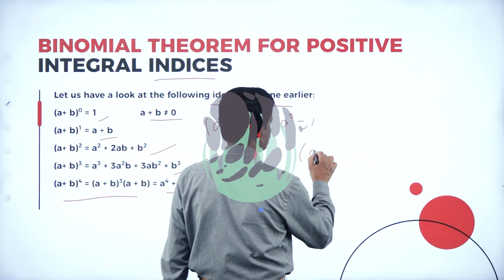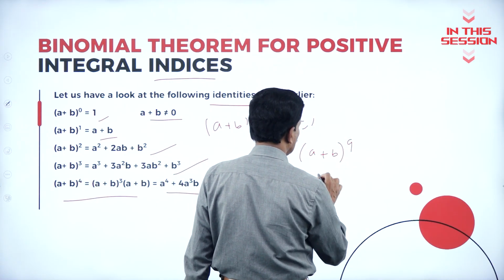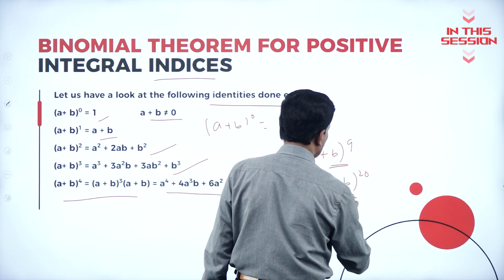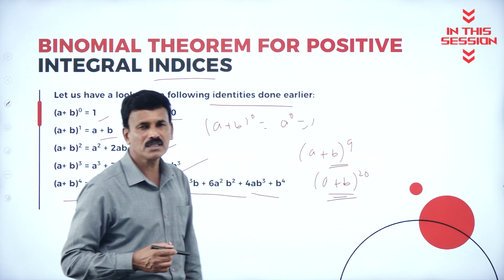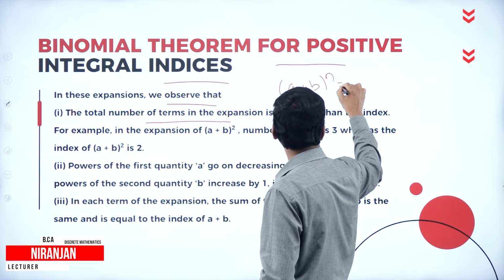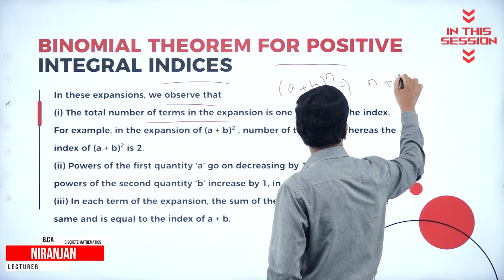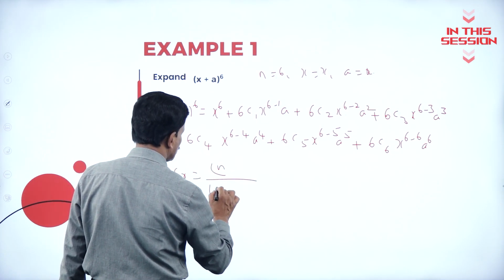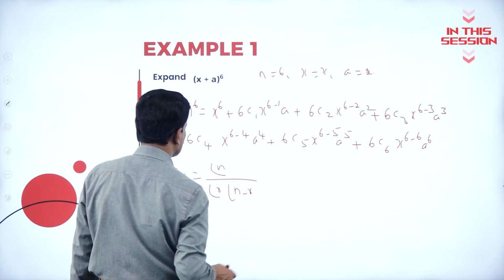Suppose if you want to write a plus b to the power of 9 or a plus b to the power of 20. So this can be expanded with the concept of a binomial theorem. The number of terms in the expansion of a plus b to the power of n is always equal to n plus 1 terms. We know the formula for nCr. nCr is equal to n factorial divided by r factorial into n minus r factorial.